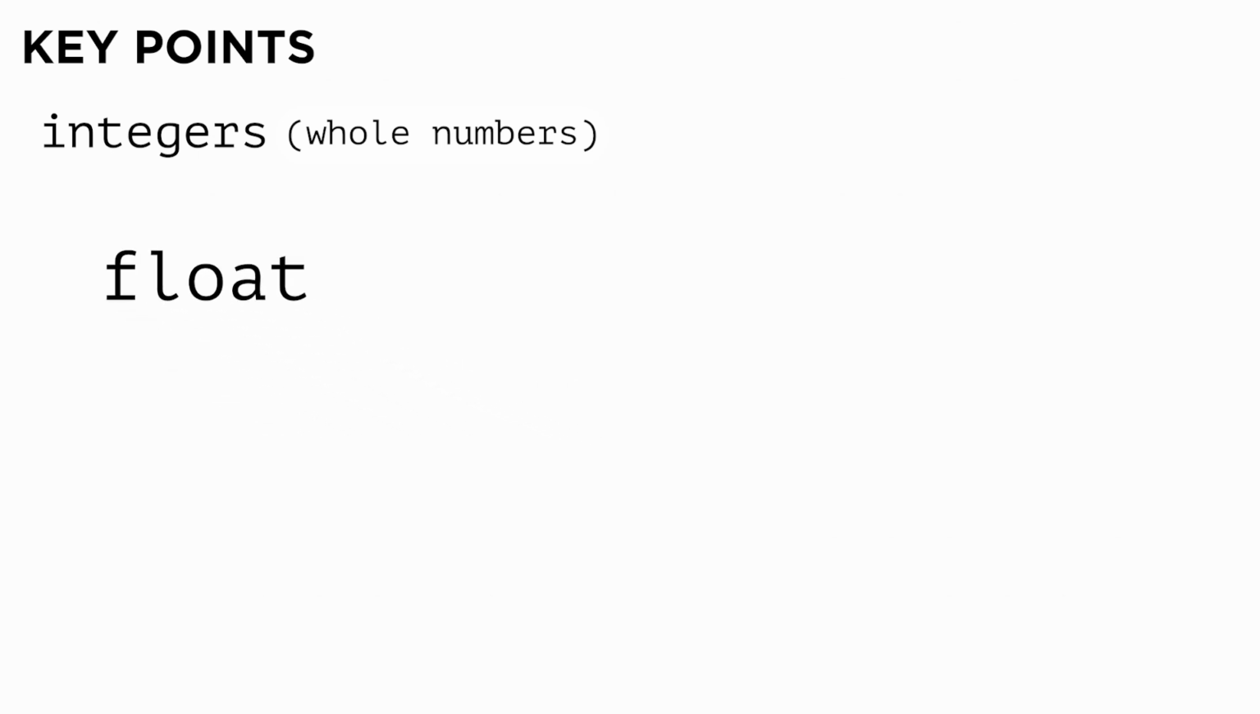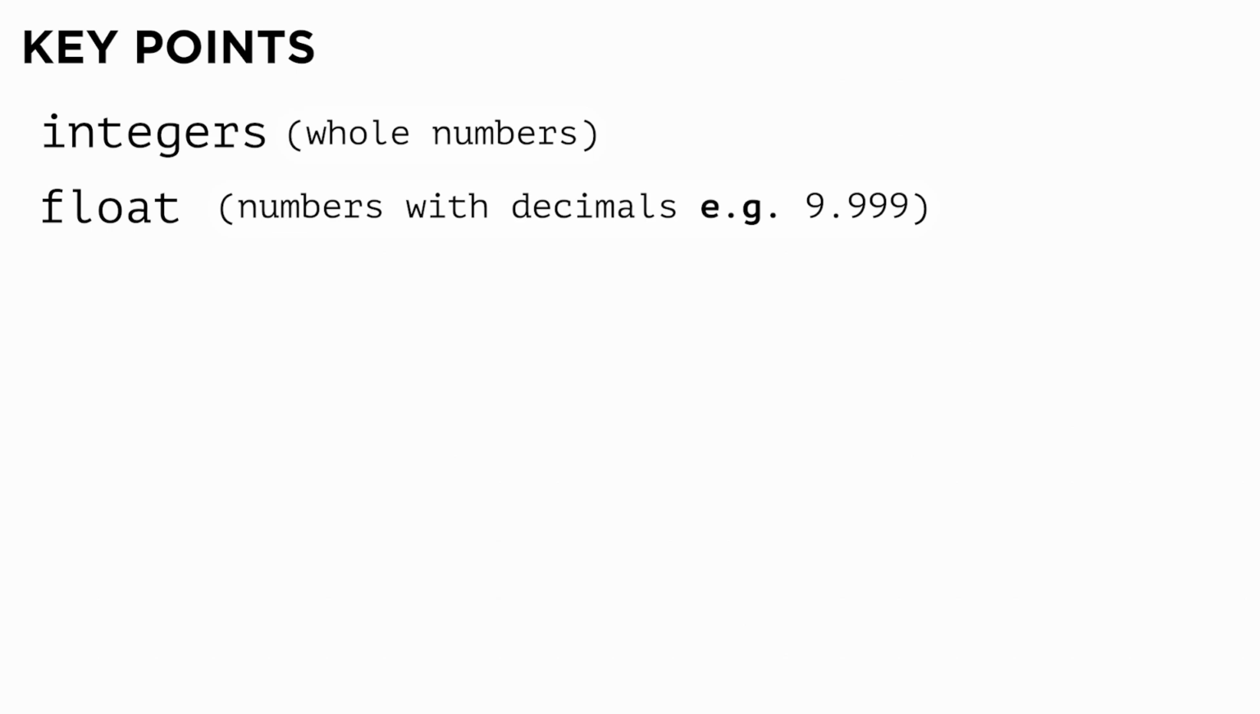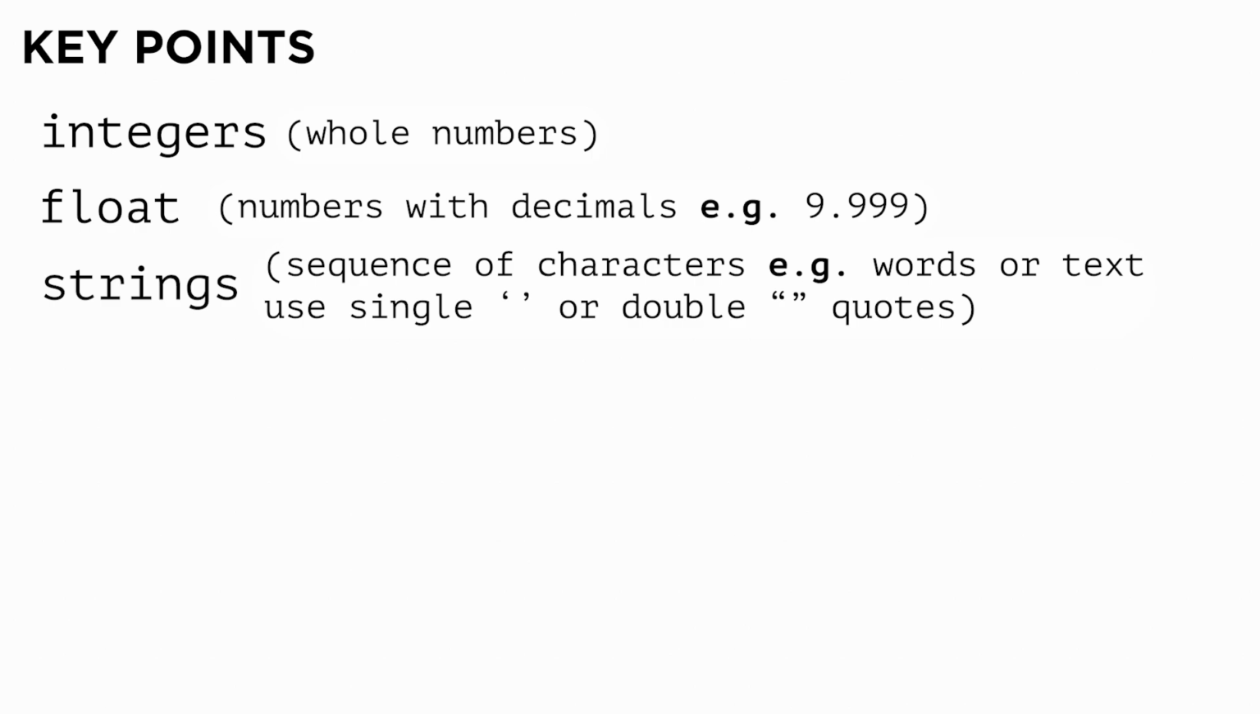Float, which is a numerical type as well, but that can support decimals. So 9.999 is a float. Even 5.0 is a float. Technically, 5 is an integer, but if it has a decimal like 5.0, then it's a float type. We have strings, which is just a sequence of characters. Often these are used for things like words or text, but it could just be a bogus sequence of characters. And then we usually wrap it with single quotes to tell our computer that it's a string, though it's valid to do double quotes around it instead of single quotes.